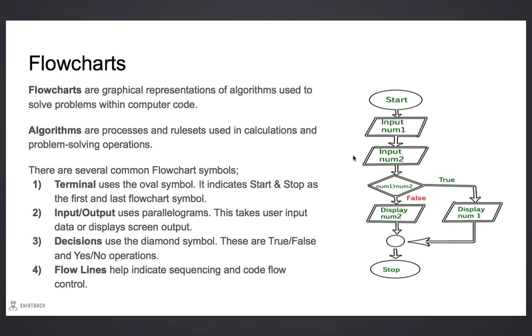Decisions will use the diamond symbol. This is when our program will go through our coding processes and produce an operational output. We also commonly use flow lines. These help to indicate the sequence and code flow control of the different steps of the process.